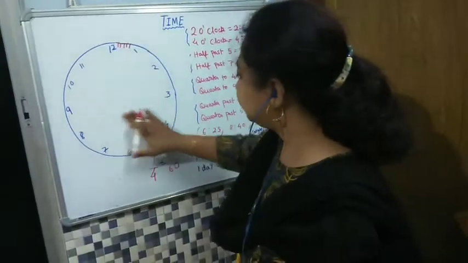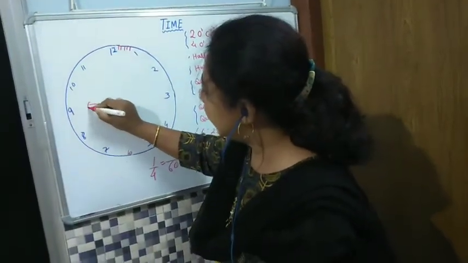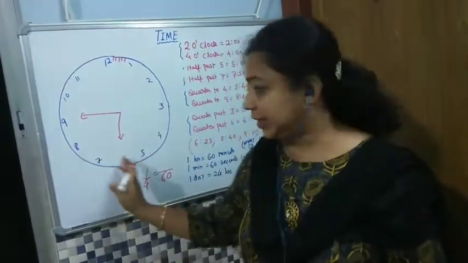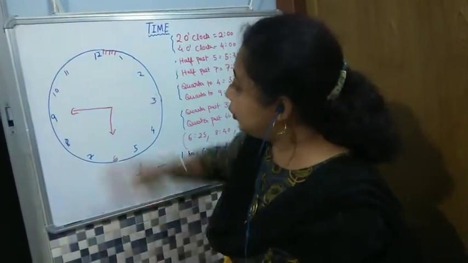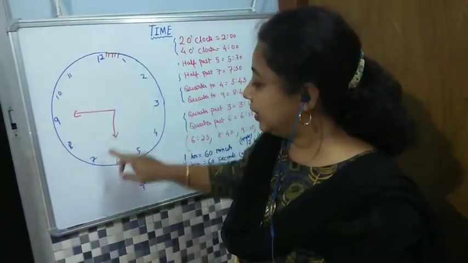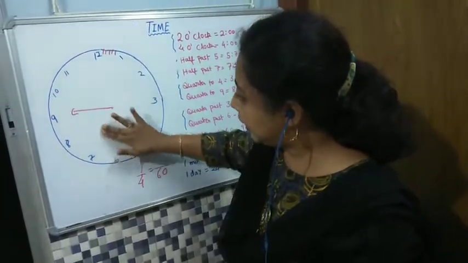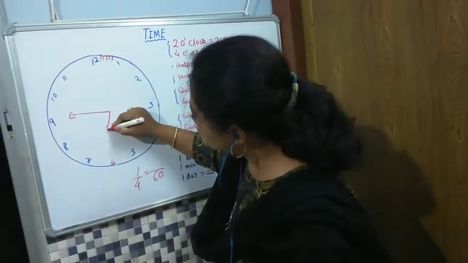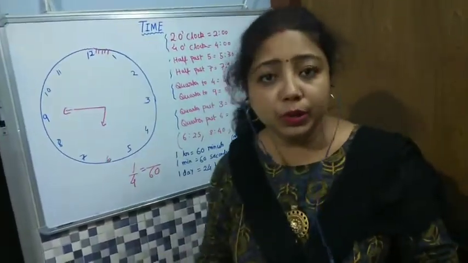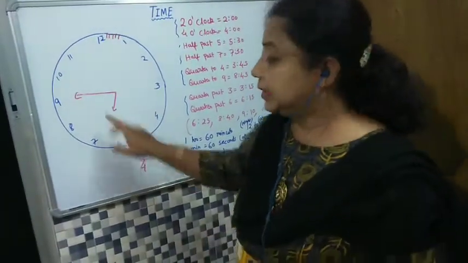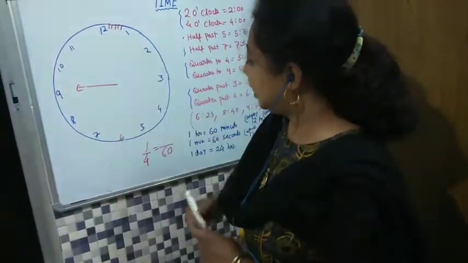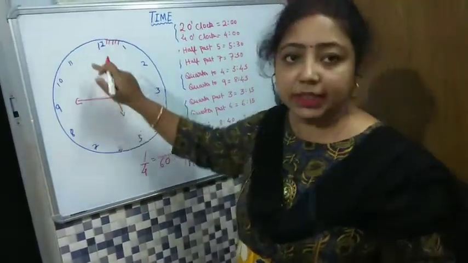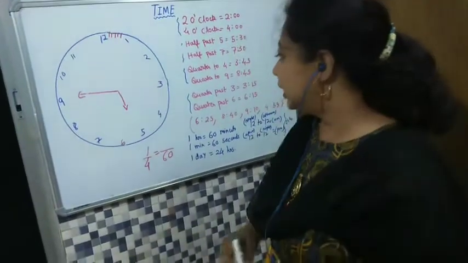Just the opposite is, if the larger hand is near 9 and the smaller hand is between 6 and 7, that means quarter to 7. To 7 there are only 15 minutes. So, when it comes here, it will become 7 o'clock. So, quarter to 7, the smaller hand will be in between 6 and 7. This is called quarter to 7, or we can say 6:45. Okay. Another one I am showing you, if it is between 5 and 6, that means quarter to 6 or 5:45. Okay. So, these are a few things.